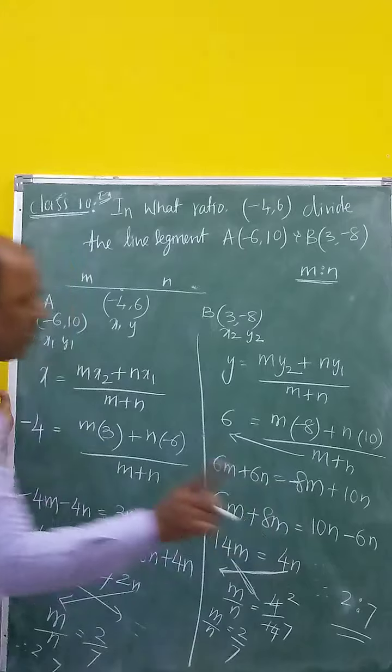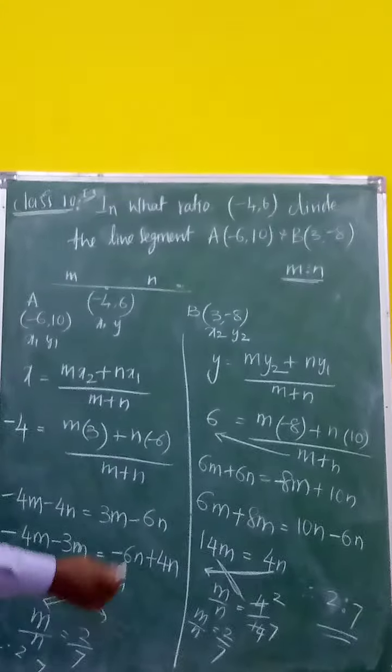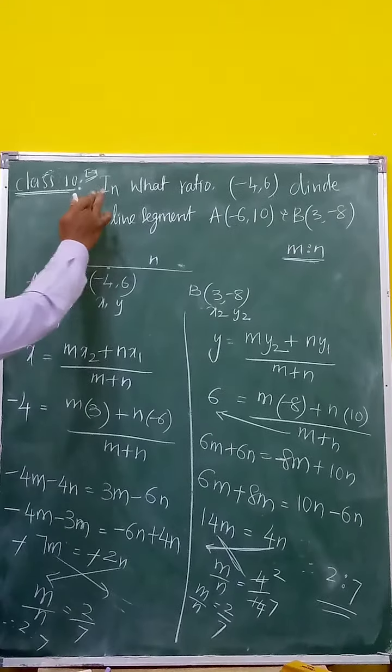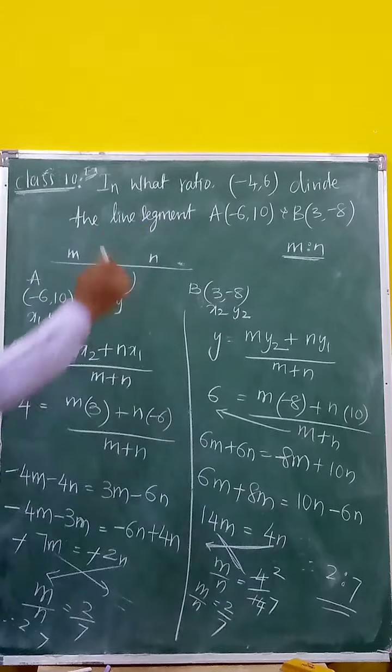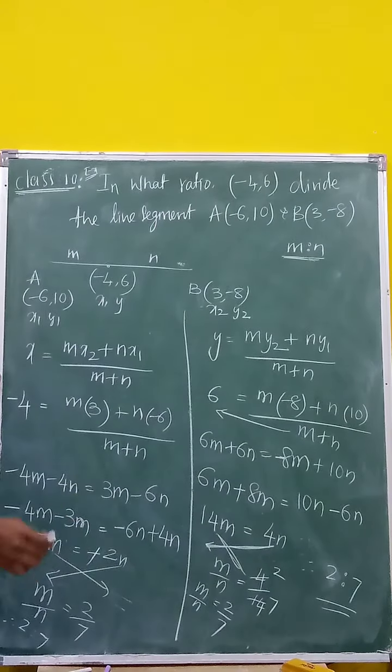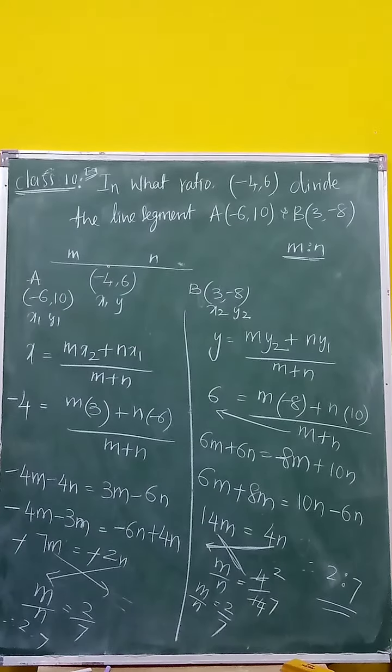That's why anyone you can apply, this x coordinate or y coordinate. In what ratio? What is the ratio? 2 is to 7. Minus 4 comma 6 divides the line segment A minus 6 comma 10 and B 3 comma minus 8.